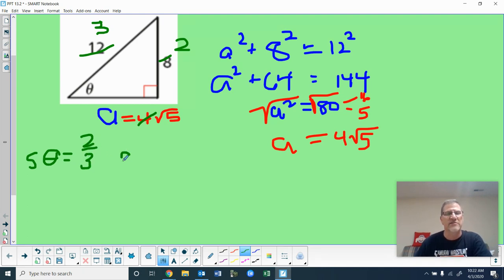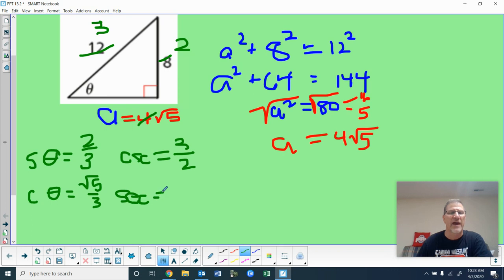And remember, cosecant, CSC, is the reciprocal of that. So that's 3 over 2. Now we're supposed to find all 6. Some of you didn't do that on the worksheet from 13.1. So cosine would be adjacent, square root of 5, over hypotenuse 3. And then secant, which we use SEC, is the reciprocal of that. So that's 3 over the square root of 5, but we have to rationalize our denominator. Multiply by radical 5 over radical 5. So the top becomes 3 radical 5, and the bottom is 5.